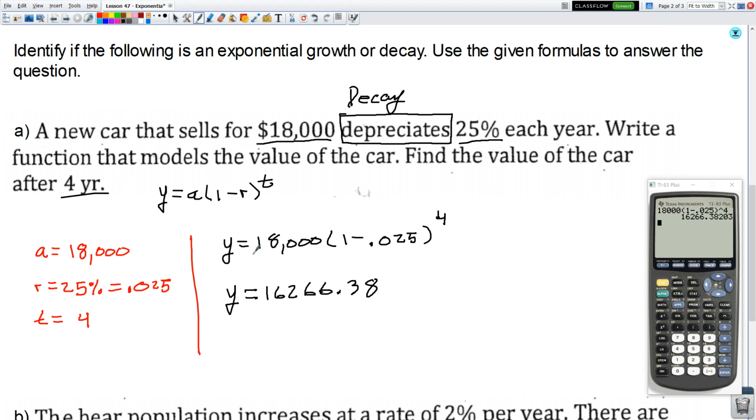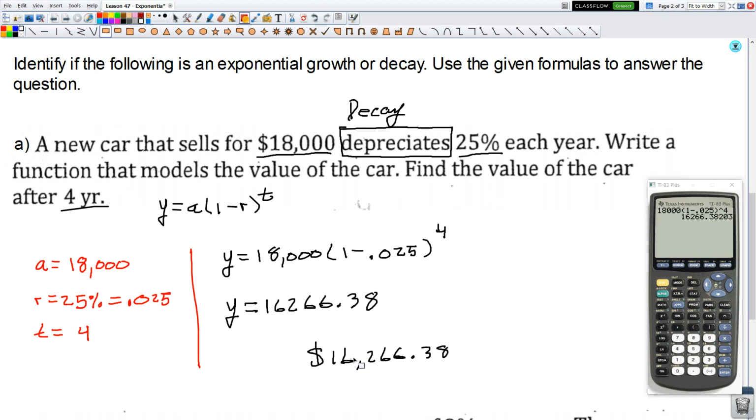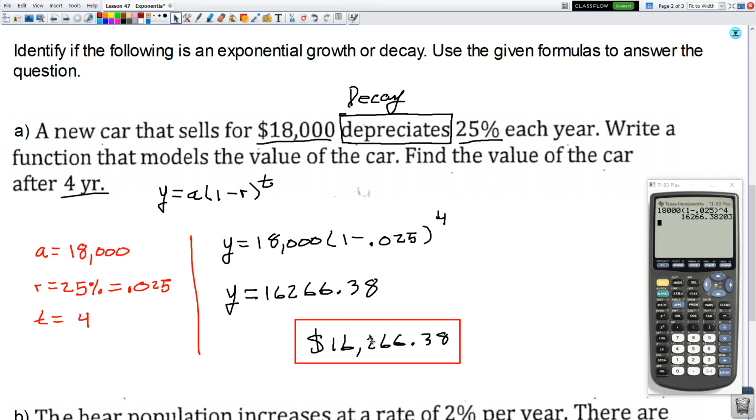That means that you bought a car at $18,000, and because it depreciates 25% each year, after 4 years, what your car is worth is $16,266.38. And that's what depreciation means. To depreciate is to say that the unit is losing some value, which is exactly what it says here. You start with 18,000, and after 4 years, its value is 16,266.